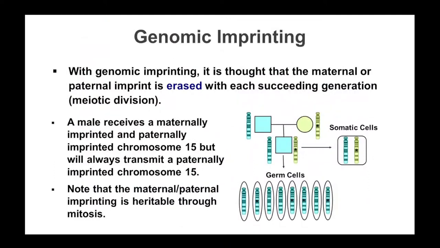Now, students, we talk with you about genomic imprinting. It is thought that the maternal or paternal imprint is erased with each succeeding generation. A male receives a maternally imprinted and paternally imprinted chromosome, but will always transmit a paternally imprinted chromosome 15. Note the maternal-paternal imprinting is heritable through mitosis.